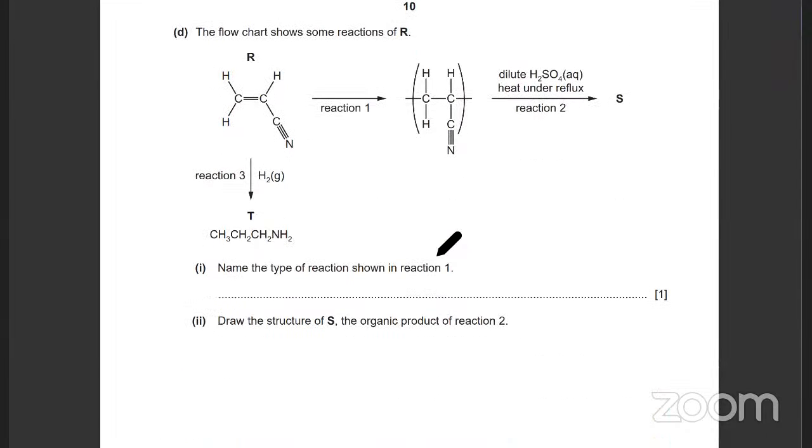A flowchart shows some reactions. Name the type. What is reaction number one? What's the complete name of reaction number one? Addition polymerization. Okay, so that's addition polymerization. Addition is another important polymerization, that it's addition polymerization.